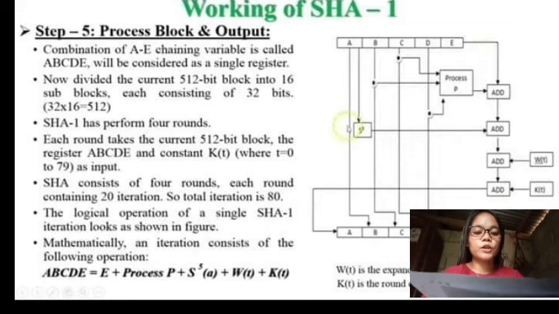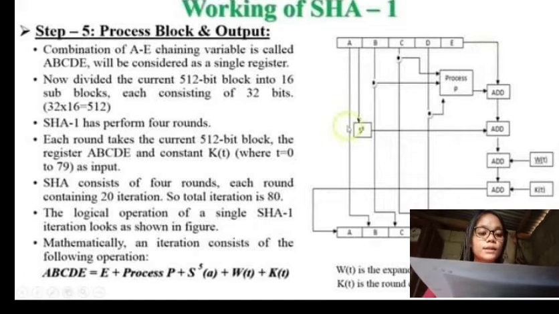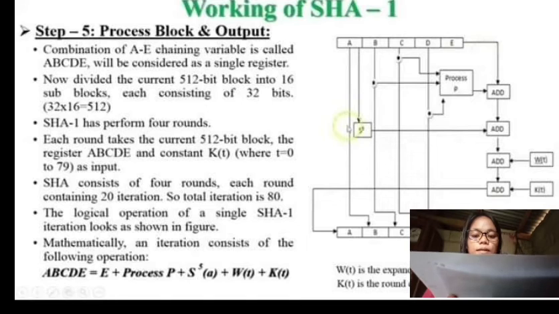The logical operation of a single SHA-1 iteration looks as shown in the figure. Mathematically, an iteration consists of the following operation: A, B, C, D, E = (E + Process P + S^5(A) + Wt + Kt, ...). Now, Wt is the expanded message word of round t, and Kt is the round constant of round t.